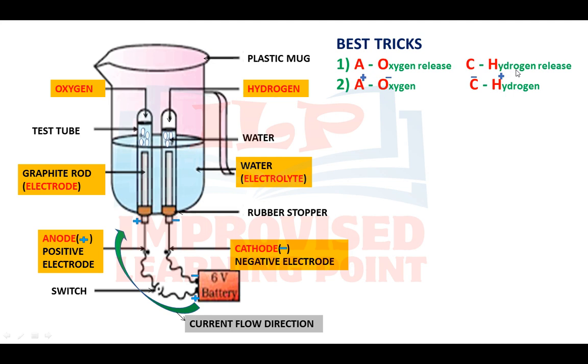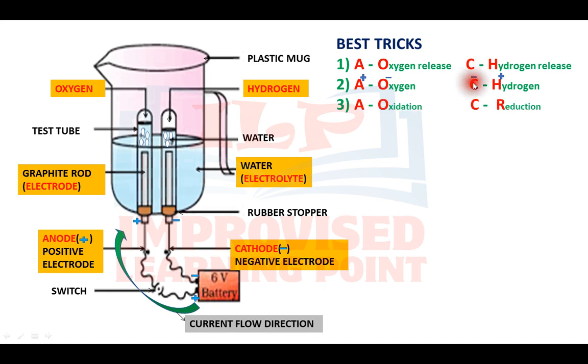Now next, the anode has a positive charge and oxygen has a negative charge, so they attract each other. Since the electrode is fixed, oxygen gets attracted towards the anode. Why? Because the anode has a positive charge and oxygen has a negative charge. Now here you can see the cathode has a negative charge and hydrogen has a positive charge, so it is attracted towards the cathode, and so it is released near the cathode.